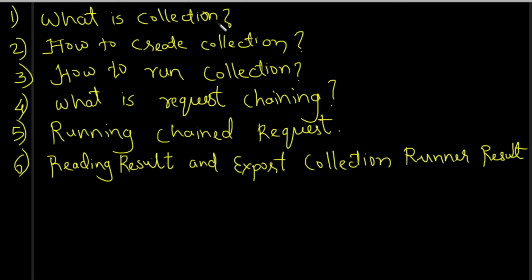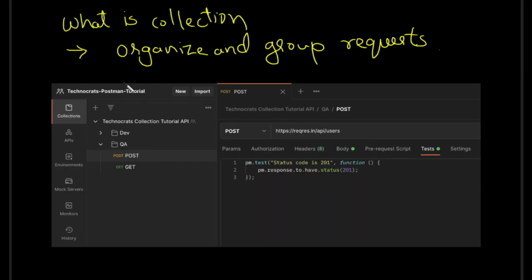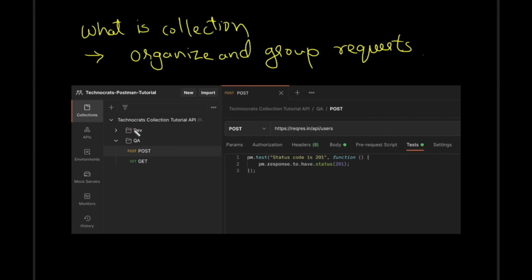So first, let's start with what is collection. Collection is a way in which you can organize and group different requests. So you can see on my screen, I have a screenshot of our demo where I have this Technocrats Postman tutorial collection. Under this collection, I have 2 folders, dev and QA. And under QA, I can have multiple requests. Here I have 2 requests. You can also watch a detailed explanation of collection in my another video, which I will be linking in description.